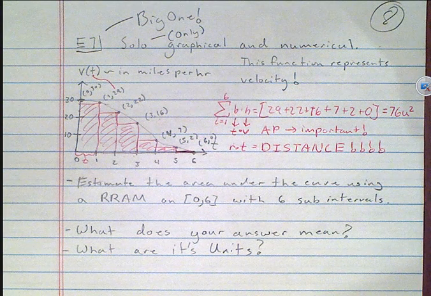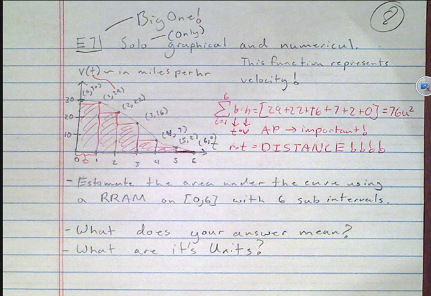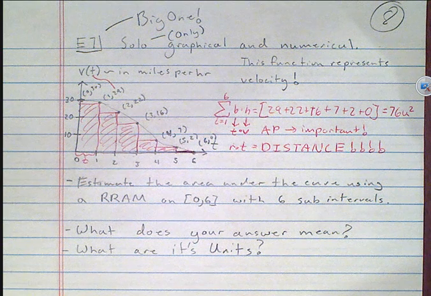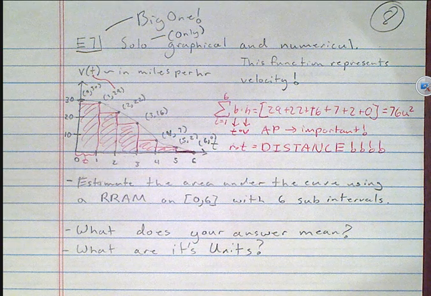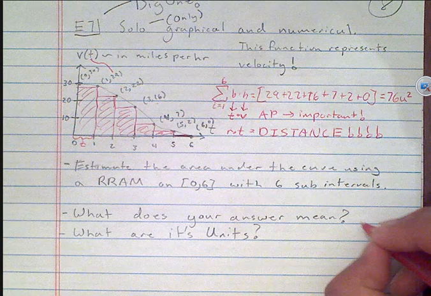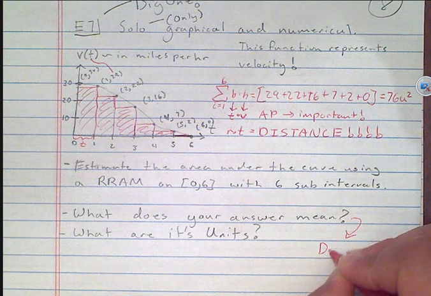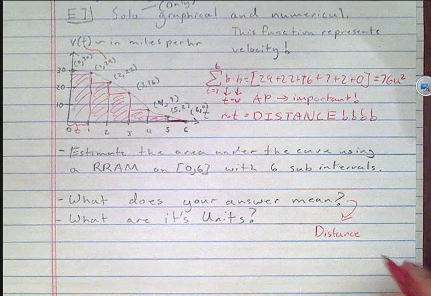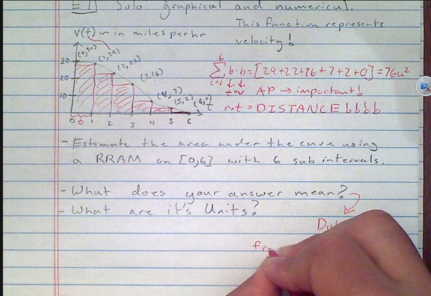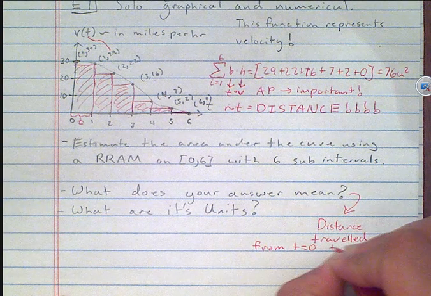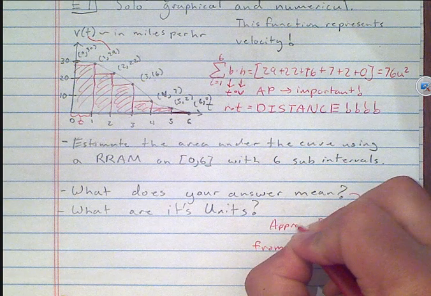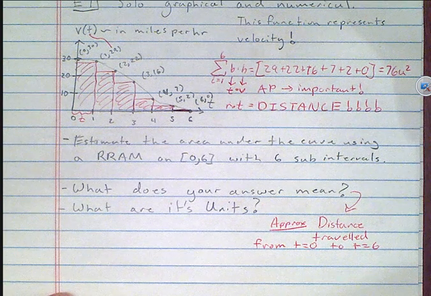When you do a Riemann sum and you find the area under the curve, if you're doing the velocity function, you're doing distance equals rate times time. The answer is, not only is it 76 units squared, our answer means the distance traveled from t equals 0 to t equals 6. Now, of course, it's approximate. It's the approximate distance traveled. But it's the distance traveled.